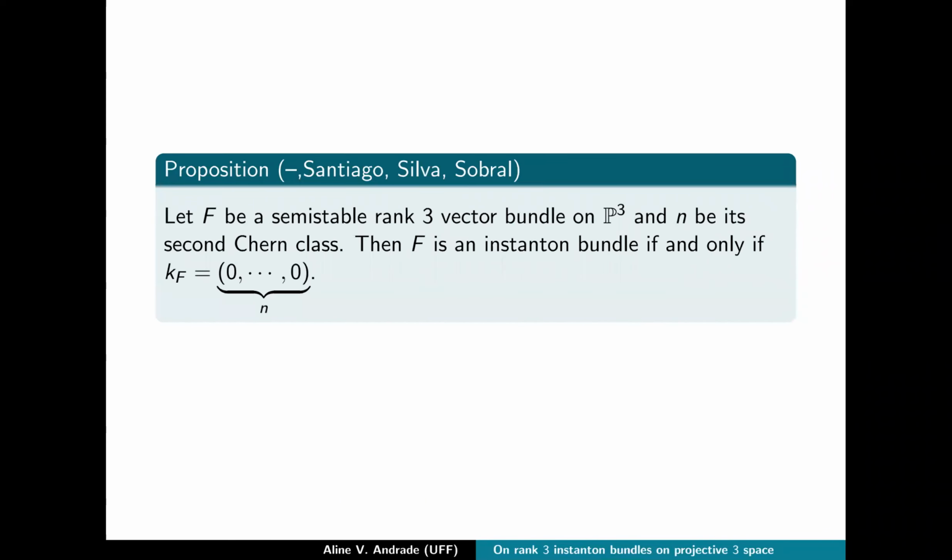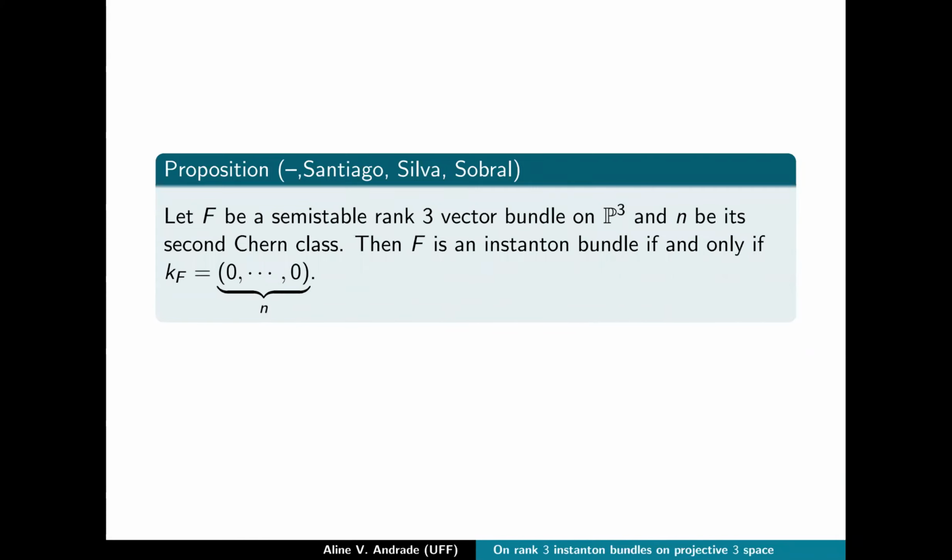Okay. So in our case over here, we will use the spectrum to give a classification of instantons. If F is a semi-stable rank 3 vector bundle and N is its second Chern class, then F is an instanton bundle if and only if the spectrum of the bundle is only made of zeros.